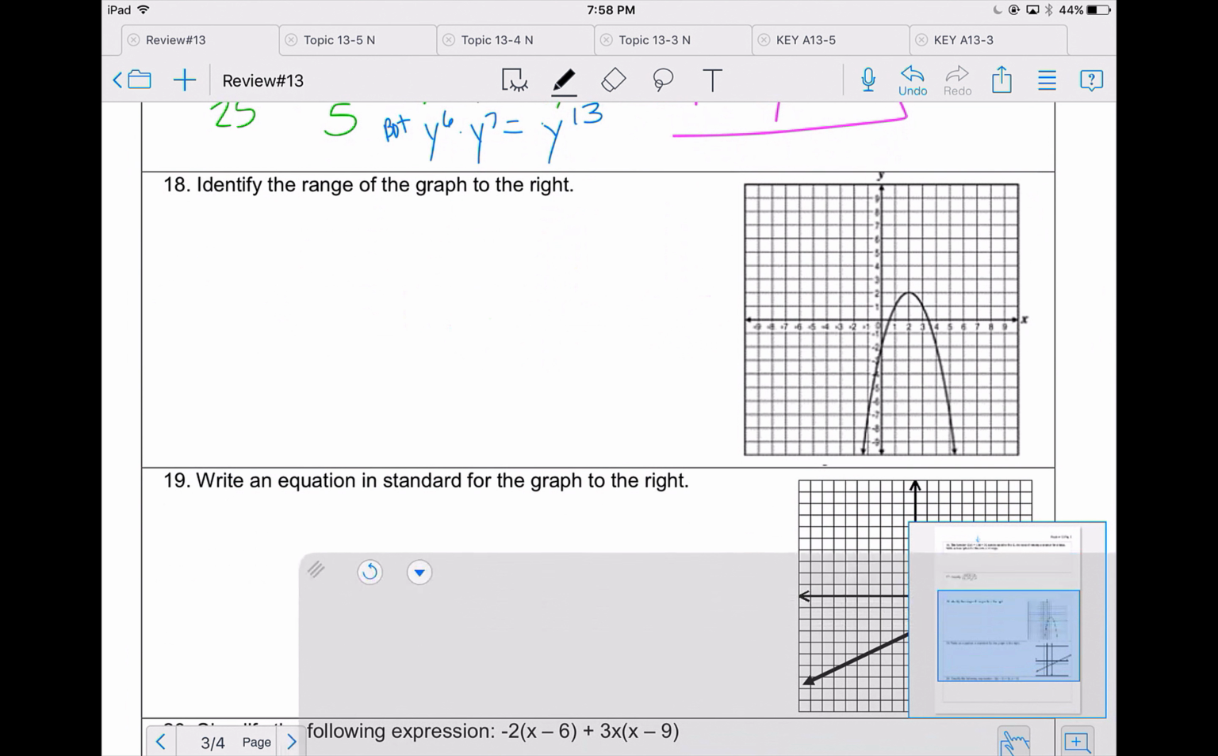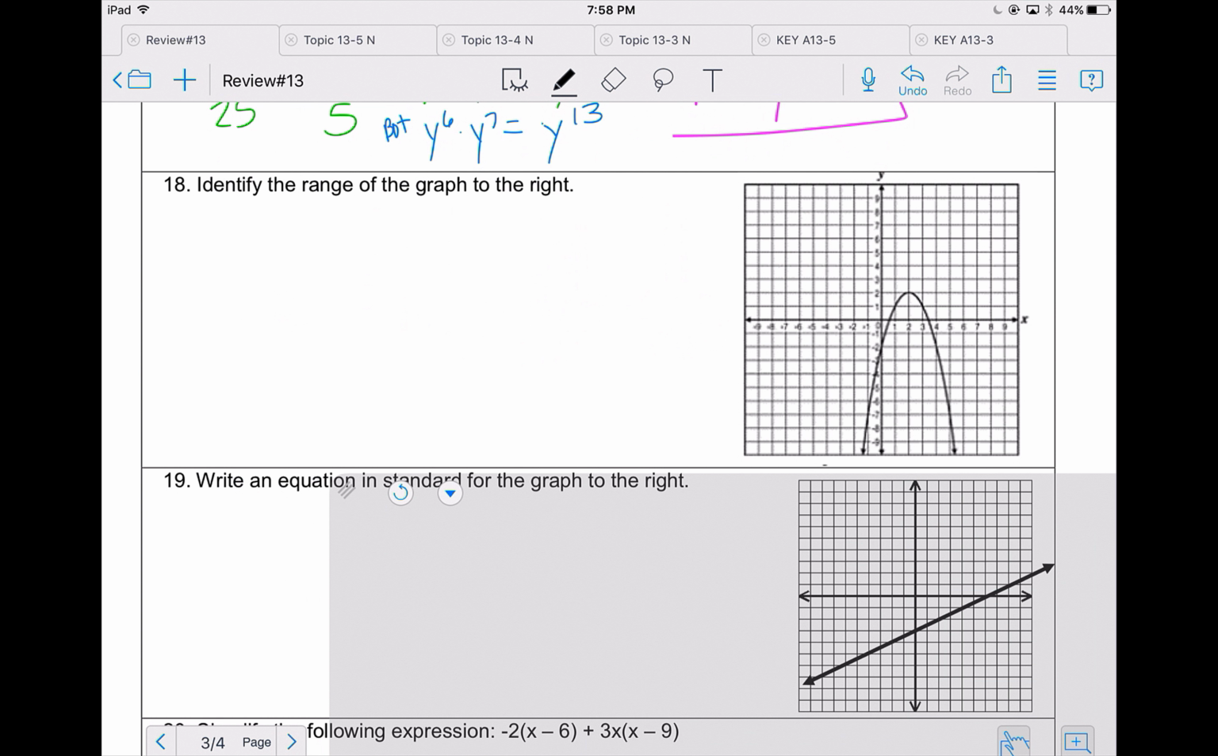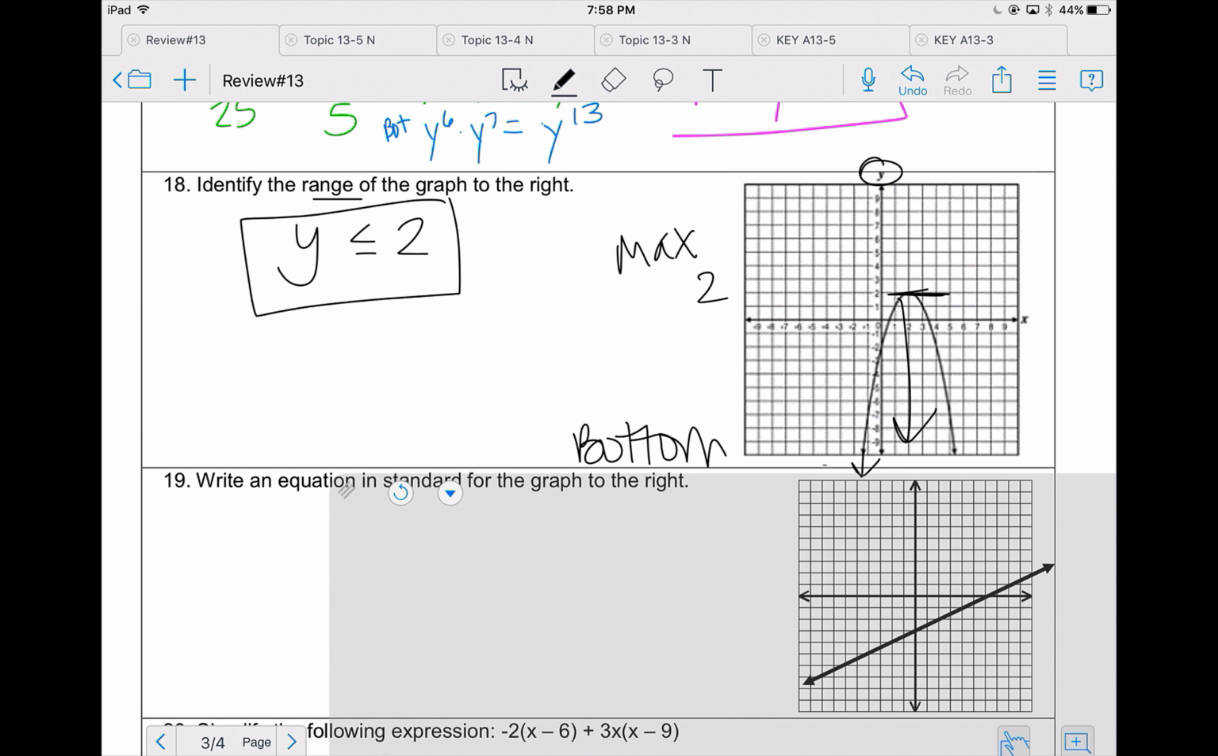18 asks us to identify the range for the graph to the right. So remember that your range is your y value, so bottom to top. On the bottom, down here, because my y's go up and down, the bottom goes on forever and ever and ever, and the top stops at 2. So 2 is my maximum, and it goes lower and lower. So my y is less than, or could also equal, because there's a value there, 2.